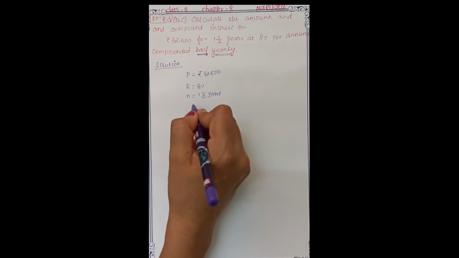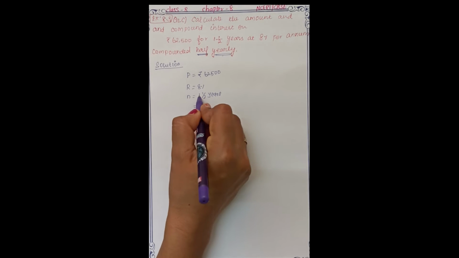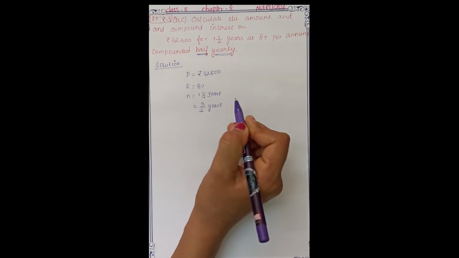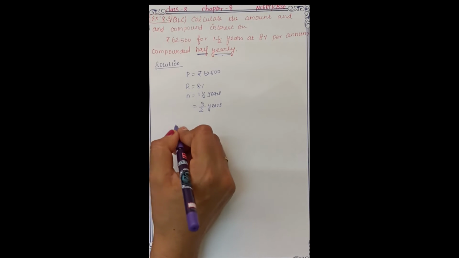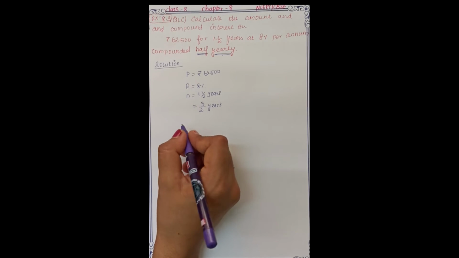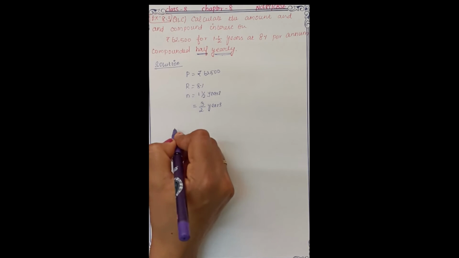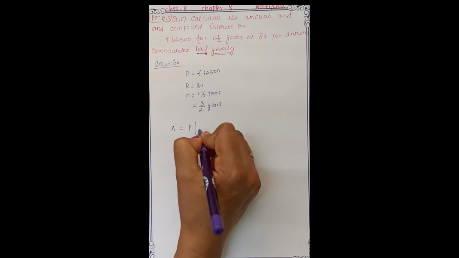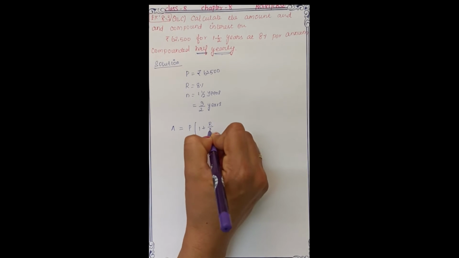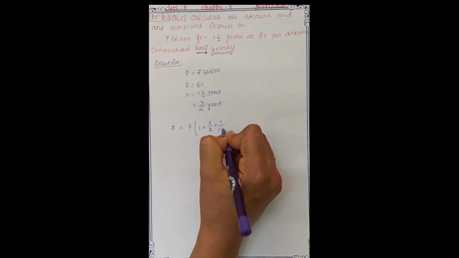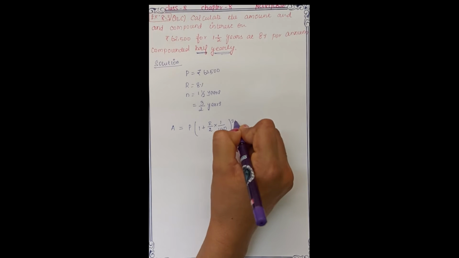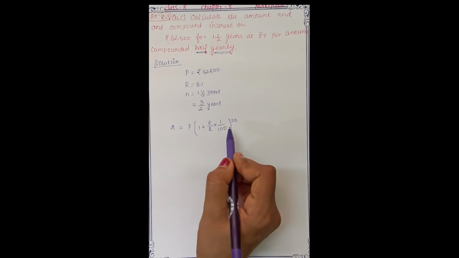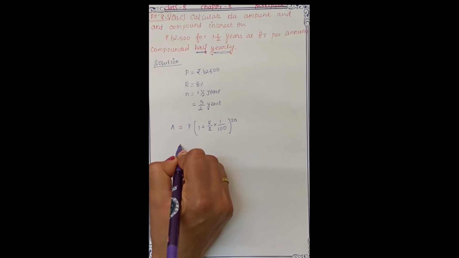So this is in mixed fraction. We will convert this into a fraction: 2 into 1 is 2, 2 plus 1, 3, 3 by 2 years. So n is 3 by 2 years. We know the formula to find the compound interest. It is compounded half yearly, so the amount is A equal to principal amount into (1 plus R by 2 into 1 by 100) to the power 2n. If it is compounded half yearly, the rate becomes half and n becomes twice.